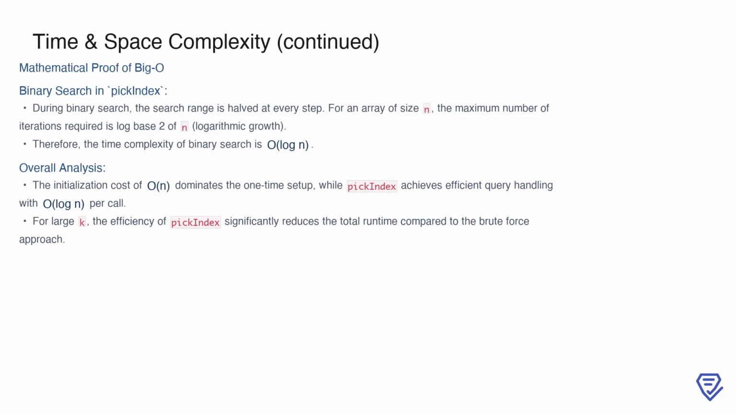During binary search in the pick index method, the range of the search is halved at each step. For an array of size n, this process completes in a maximum of log base 2 of n iterations, leading to a time complexity of O(log n). Summarizing the overall analysis, the one-time initialization cost of O(n) is the dominant factor in setup, while pick index achieves efficient index selection in O(log n) per call.